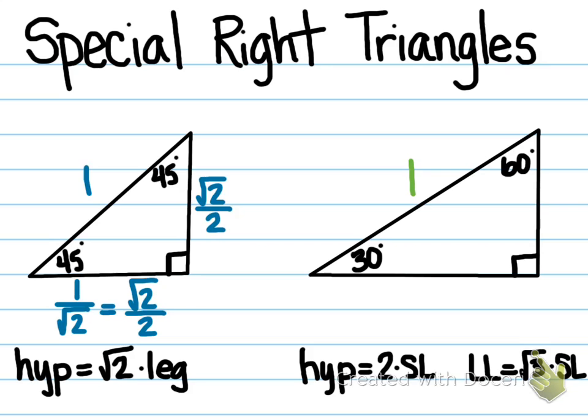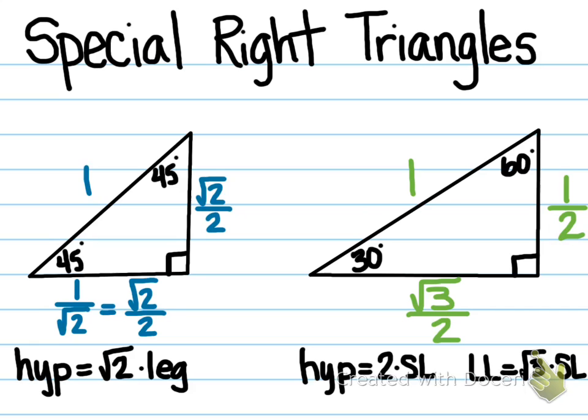So if I'm going to solve for the short leg and then the long leg, let's start with the short leg. If the hypotenuse is 1, we're going to have to divide by 2 to get the short leg. So that means our short leg is going to be 1/2. And then our long leg is always the square root of 3 times the short leg. So that's going to be the square root of 3 over 2.